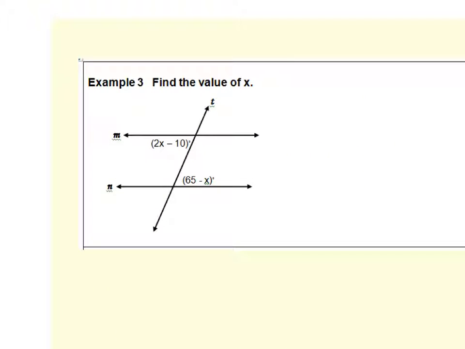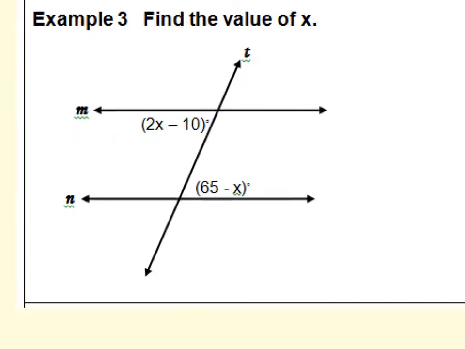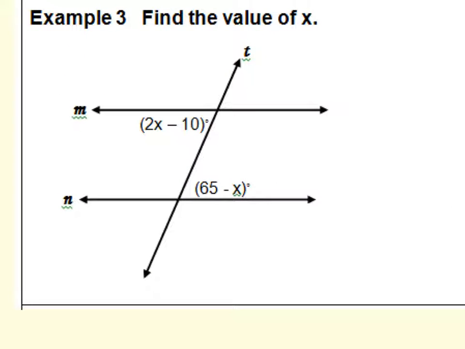Example 3 asked me to find the value of x. So in order for me to find the value of x, two things can happen. These angles can be congruent, so therefore they are equal, or they can be same side supplementary, and they add to 180. So first we have to figure out what type of relationship we see here.